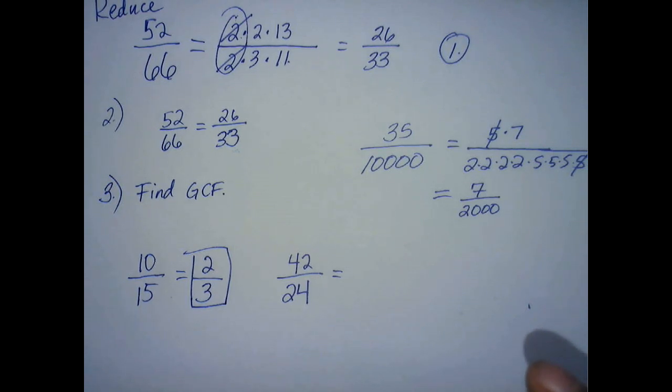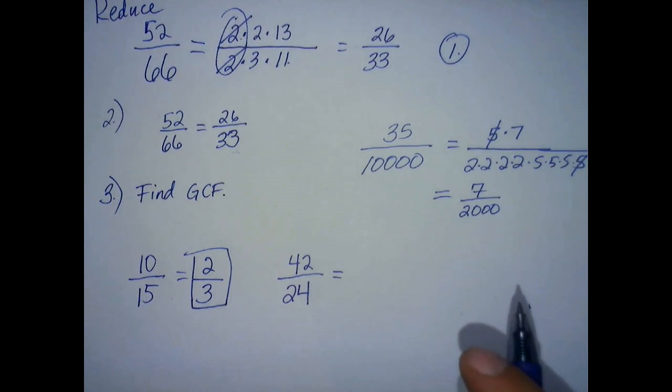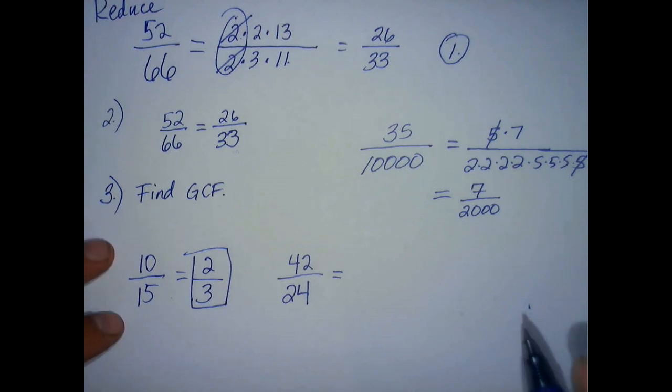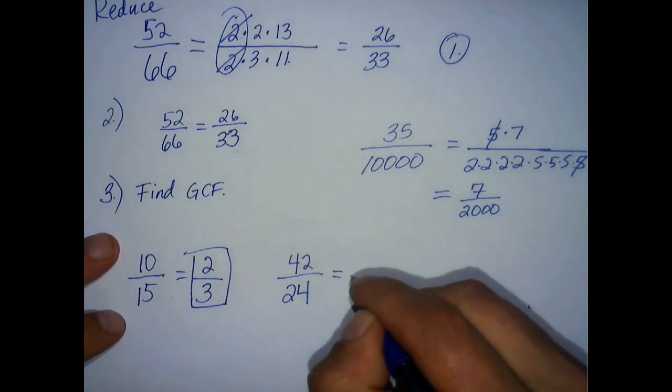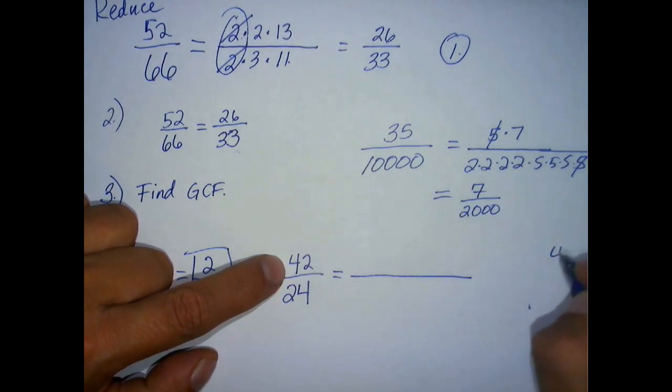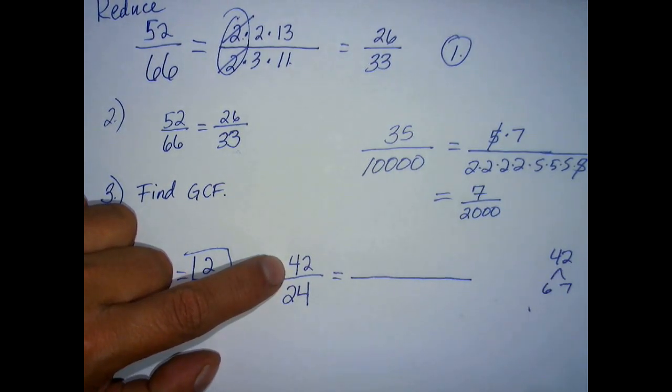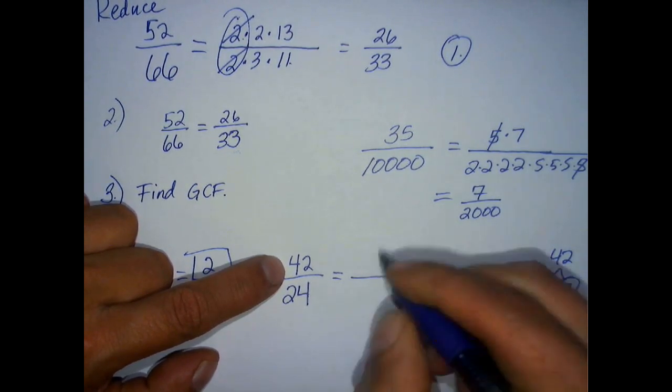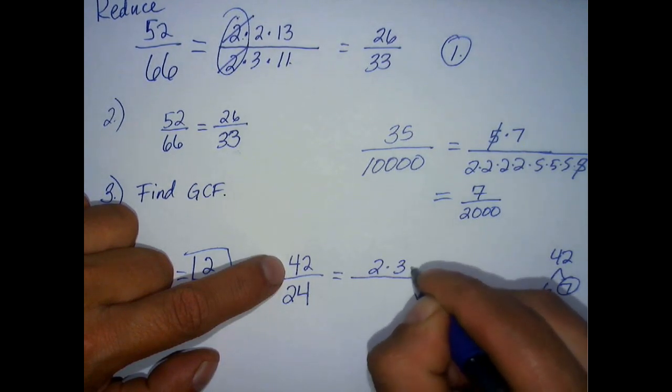42 over 24. Now, do you want to do the prime factorization method, or do you want to do this quicker method here, because these are all small numbers? Let's do the prime factorization method. Why not? Okay, 42 is 6 times 7. 7's prime, 6 is 2 times 3. So 42 is 2 times 3 times 7.